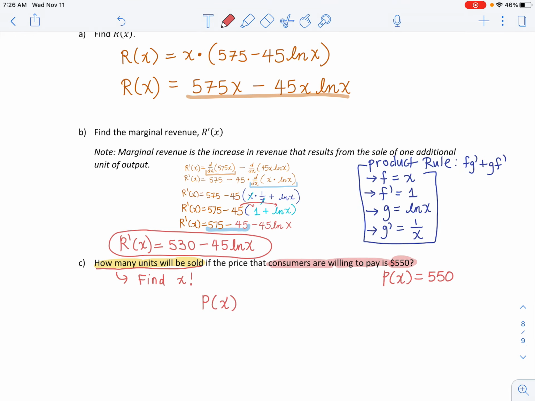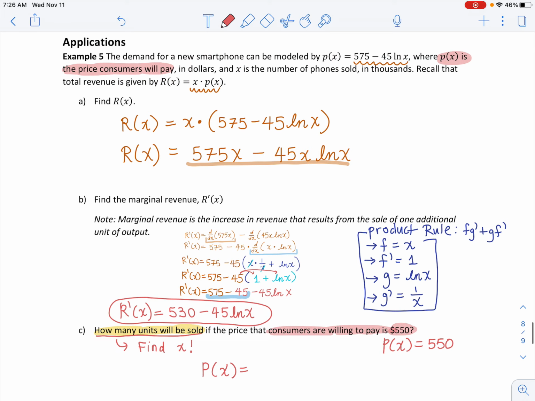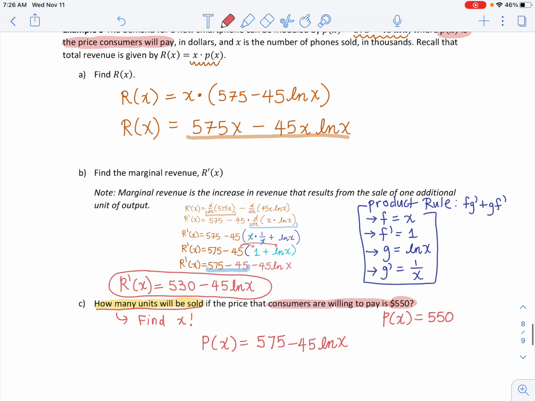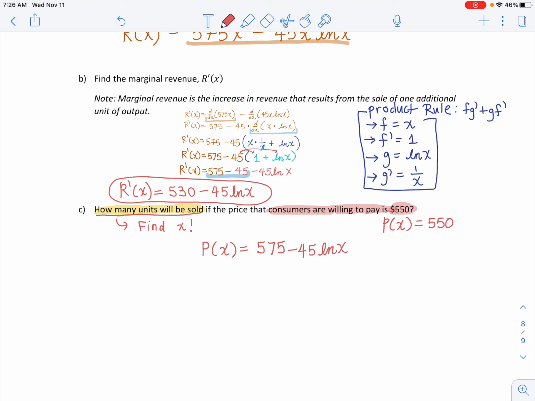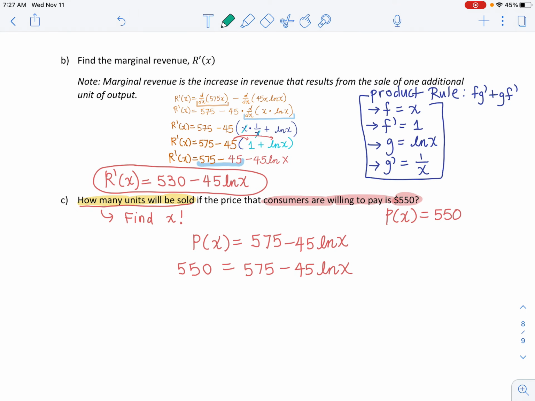I'm going to go ahead and write down P of x real quick. P of x was the original function, 575 minus 45 natural log of x. Okay, I'm going to go ahead and plug in 550 into the P of x to the left side of the equal sign and write down the rest of them exactly the same. And then I will solve this for x. Okay, so this isn't really calculus anymore. This is pre-calculus. This is the kind of equations that we solved back in section 2.1.